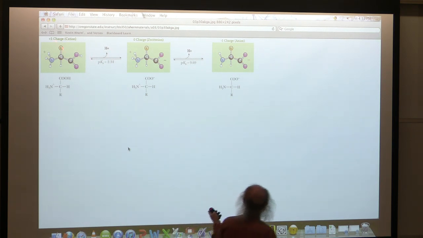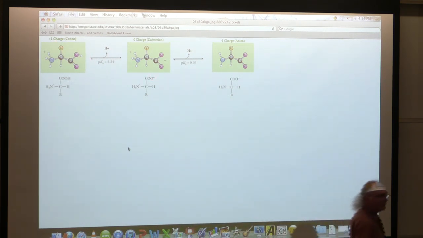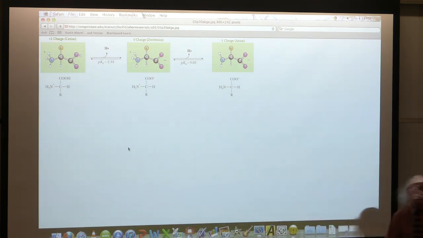We see that the carboxyl loses its proton first. The amine group still has its proton on there. This has a pKa of 2.34. It varies with the amino acid, but that's close enough. This guy has a net charge of 0, minus 1, plus 1, so it's something we call a Zwitter ion.